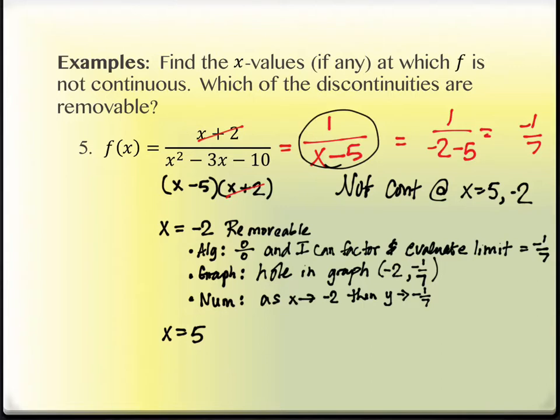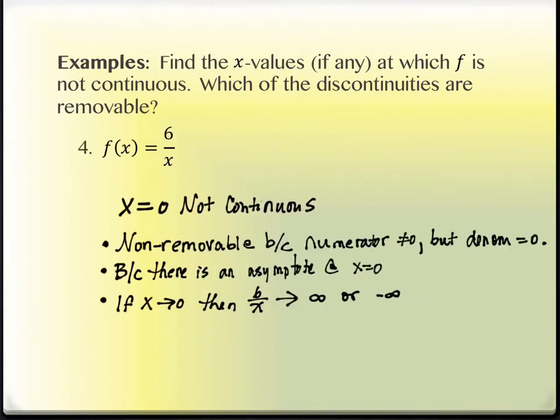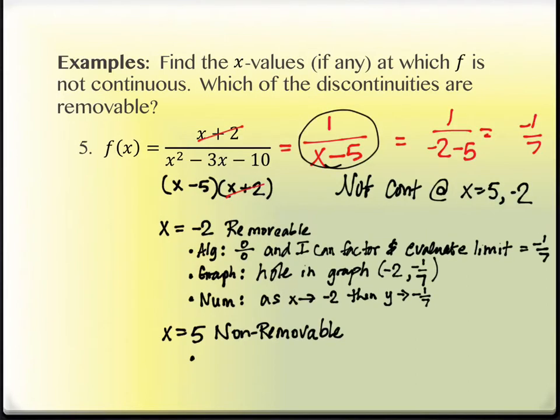What about x equal 5? What happens at x equal 5? Yeah, it's an asymptote. So the first one is removable. The second one, number 5, at x equal 5, is non-removable. And I can almost write every single thing I just wrote over here down, right? It's non-removable because the numerator does not equal 0, but the denominator does. So numerator is not 0. The denominator is 0.